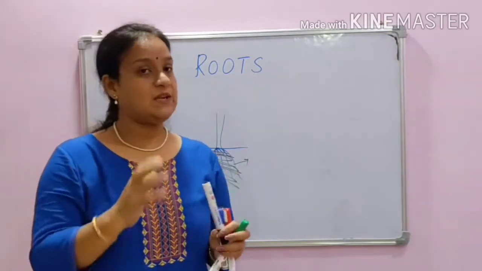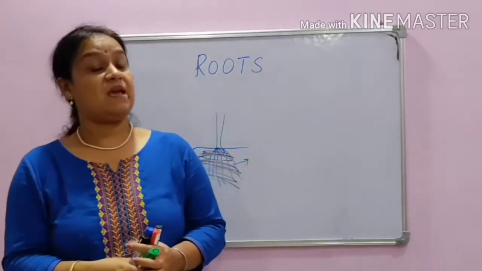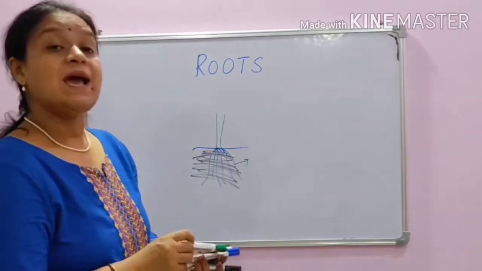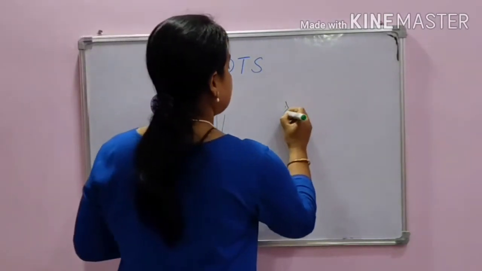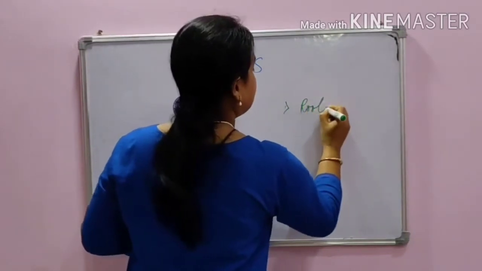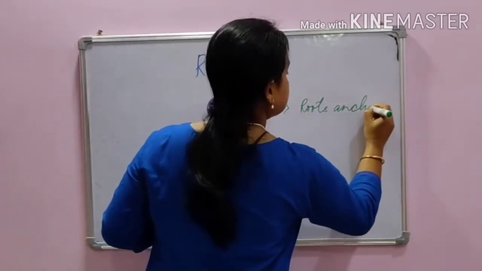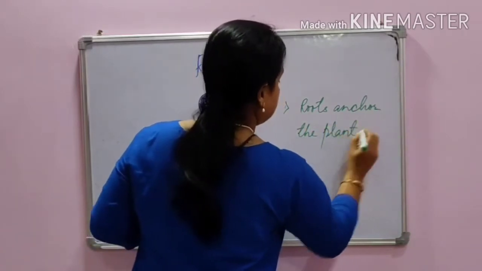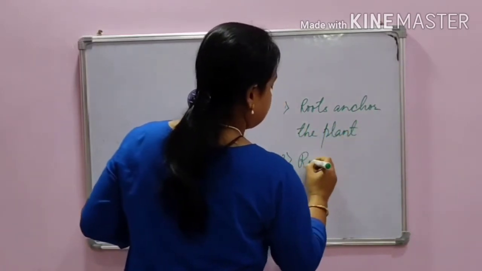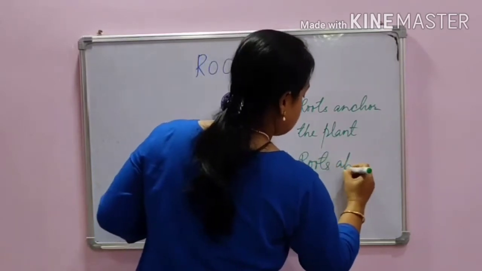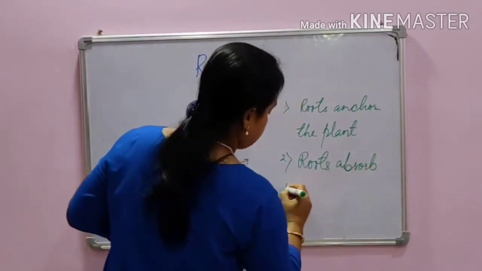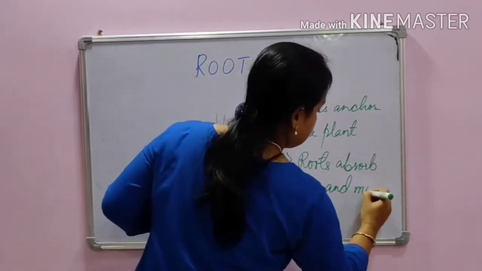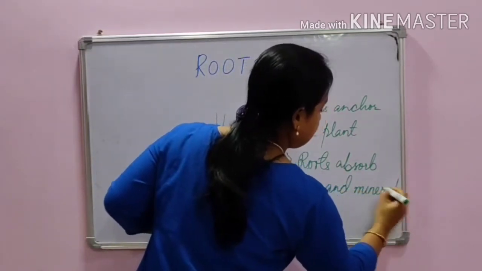So basically for plants, the root does two important functions. Number one, it helps in anchoring the plant. Roots anchor the plant, and number two, roots absorb water and minerals from the soil, without which the plants will not survive.